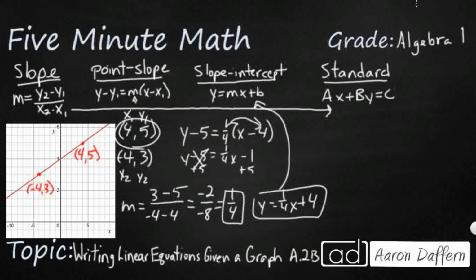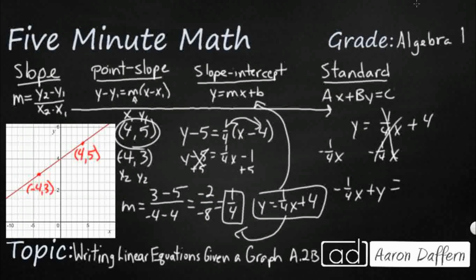It is not that far of a jump to go from your slope-intercept form to your standard form. You notice our standard form has got the x and y both on the left, so that's all we need to do, is we just need to move that over there. So how we're going to do that is, let's rewrite it, and we are just going to subtract 1/4 x from both sides, and watch what that's going to give us. Negative 1/4 x plus y equals 4, and that's how you can write it in standard form.